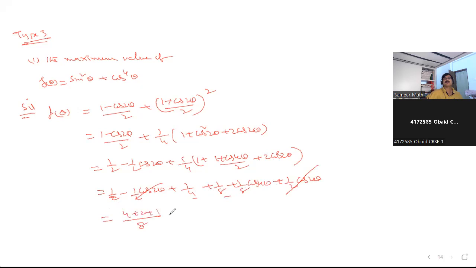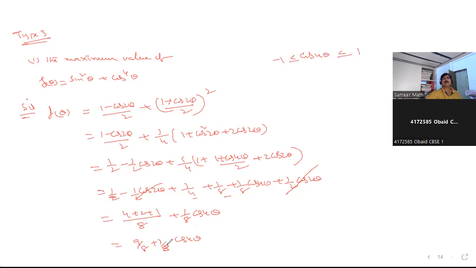Here we get 1. And here 1 by 8 cos 4 theta. Finally, we got 9 by 8 plus 1 by 8 cos 4 theta. Now, you know very well, finding maximum and minimum. So the minimum and maximum values of cos 4 theta, you know, are minus 1 and 1.